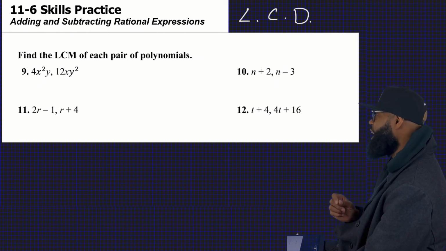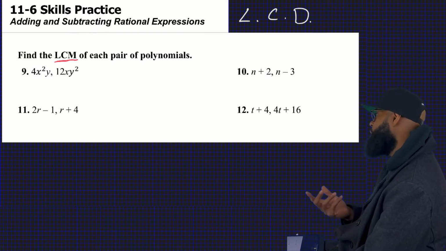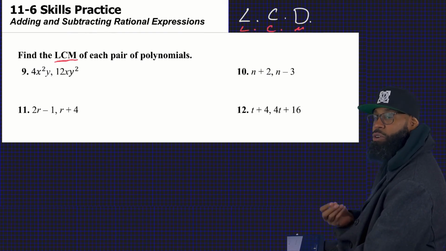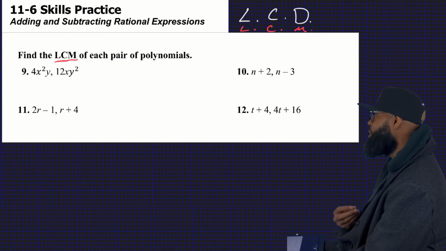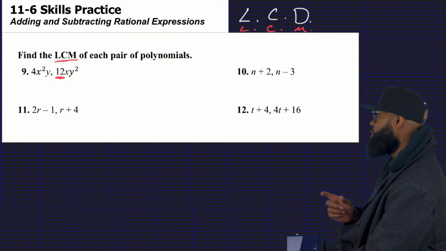So LCM, guys, least common multiple. Replacing the M with the D, because denominator is what we're talking about, right? The denominator is what we're trying to get common. We need a common denominator, so we're gonna find the common multiple.